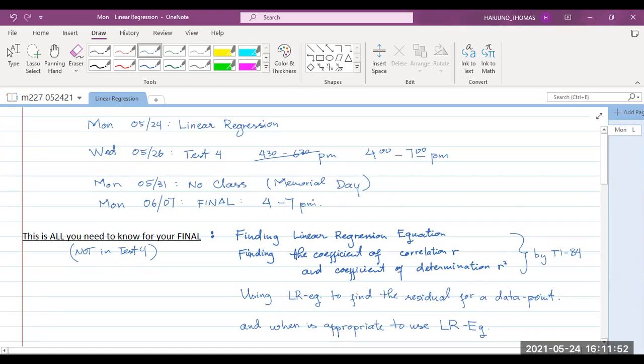And what should you study? Study all of my tests 1, 2, 3, 4 material, topics. That will be studied from my tests 1, 2, 3, 4. Of course, my tests and the previous semester's tests, and don't forget we also have linear regression.